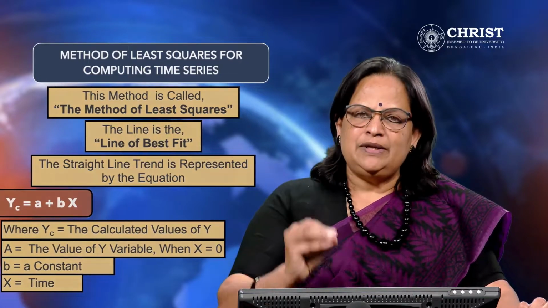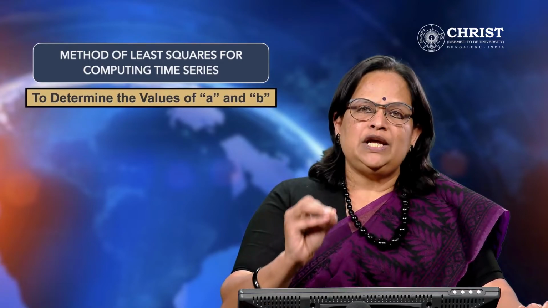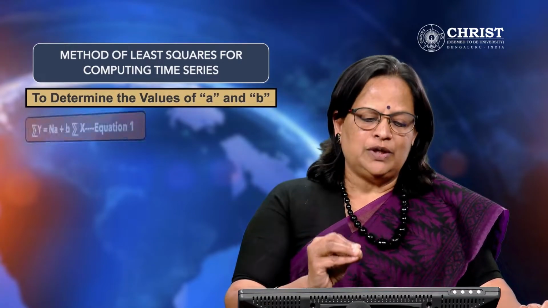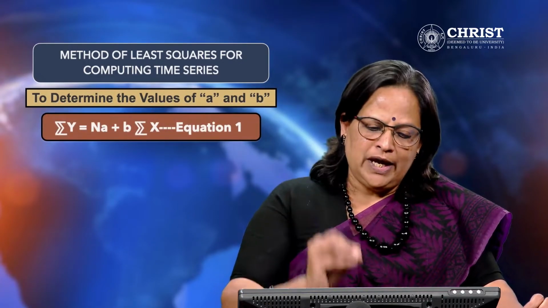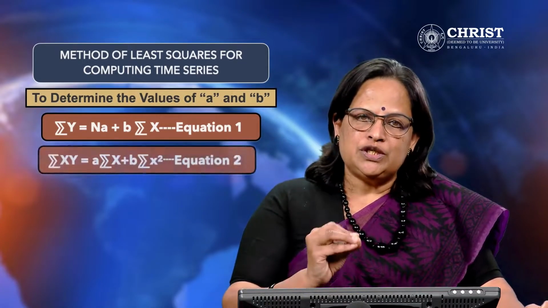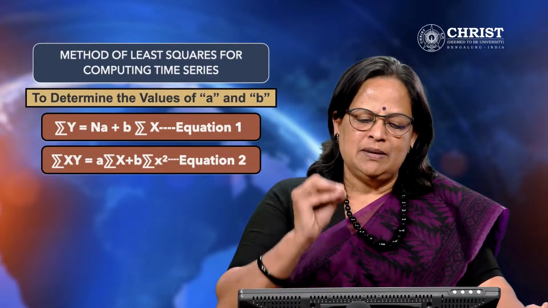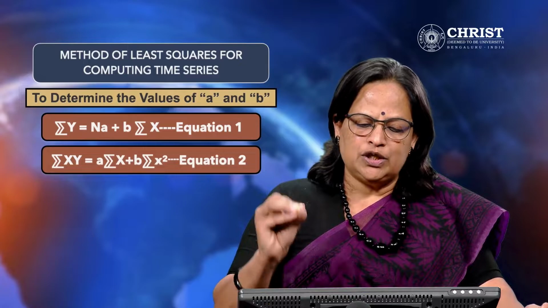Now, to determine the values of A and B, two constants, we have to solve two normal equations. The first equation is sigma y is equal to NA plus B sigma X. That is equation 1. Equation 2 is sigma xy is equal to A sigma X plus B sigma X squared. That is equation 2.